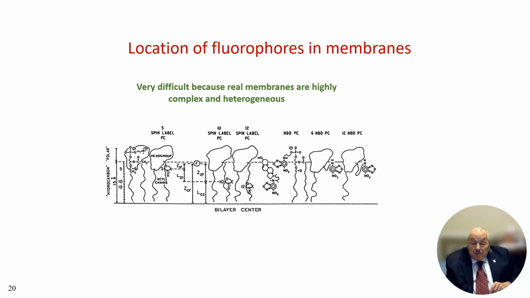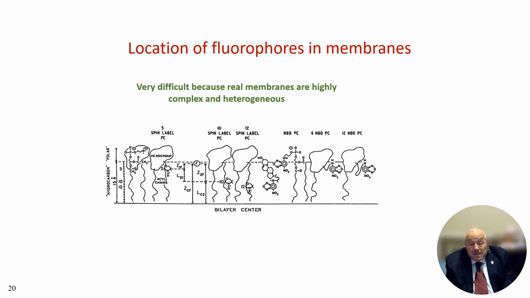Location of fluorophores in membranes. This is a much more difficult problem than the problem of just oxygen transport through a membrane. Because when we look at a normal membrane, it's extremely heterogeneous. There are proteins, some proteins are clustered, different lipids in different places. So there's never going to be a single answer to where a fluorophore is located in a natural membrane. There might be a little bit of an answer in a homogeneous lipid bilayer, less likely in a real membrane.